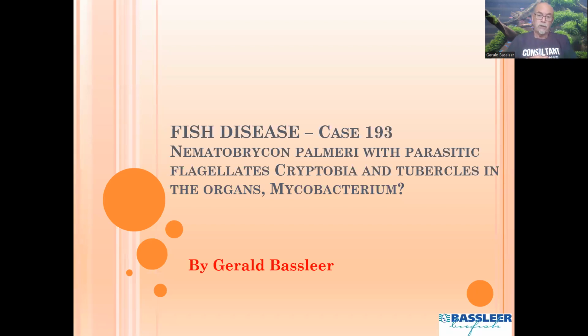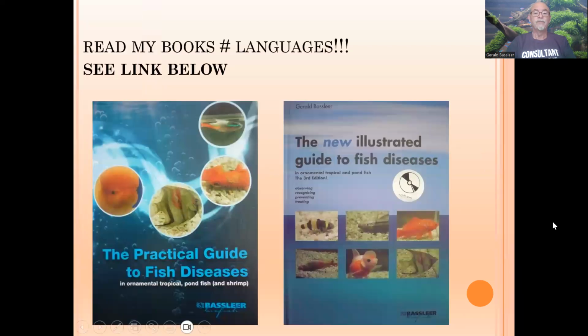And here we noticed with the microscope, of course, we detected parasitic Cryptobia parasites, flagellates, very tiny parasites, and tubercles in the organs, most likely Mycobacterium. Here in this case, 193.